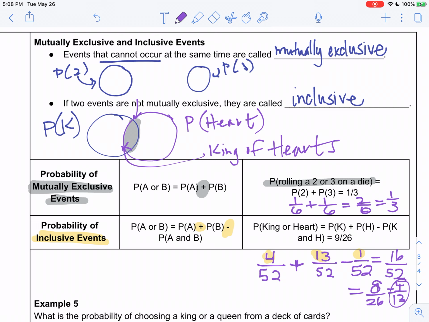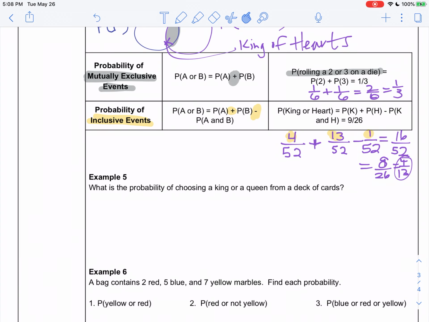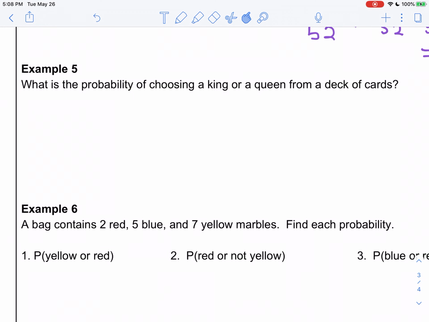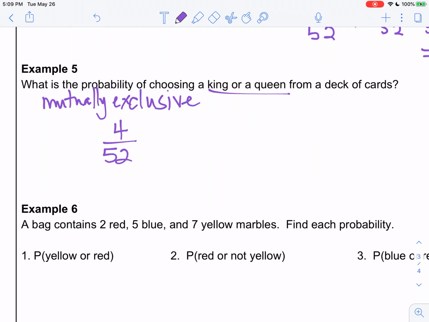Okay, cruising along. What is the probability of choosing a king or a queen from a deck of cards? Okay, king or a queen. You can't pick out a card that is king and queen at the same time, so this is going to be mutually exclusive. There are 4 out of 52 kings in a deck. There are 4 out of 52 queens in a deck, so we have 8 out of 52 cards, which simplifies to 2 out of 13.